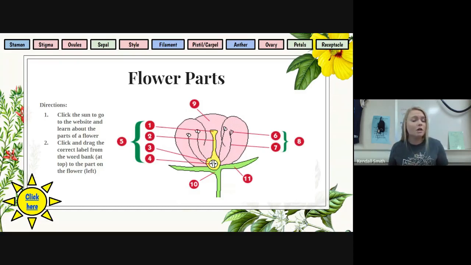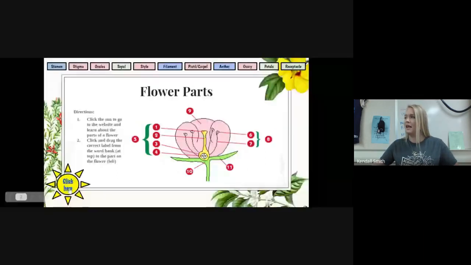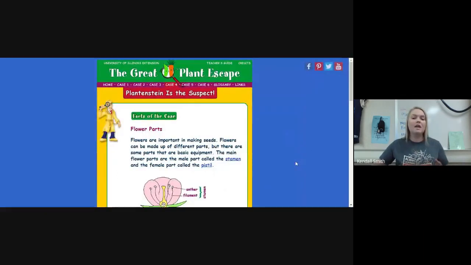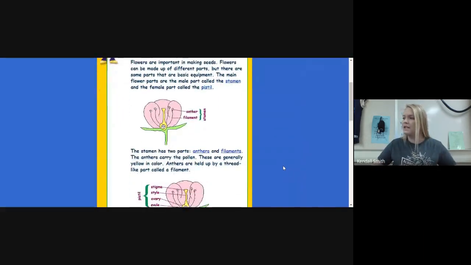So we will also talk about asexual reproduction, but right now we're focusing on sexual reproduction, and we're specifically talking about flowers. So the first slide, you are going to go to a site that is going to show you, and you're going to explore the parts of a flower. So we're going to go to the website, and we're going to explore the parts of a flower. So here it says the flower parts.